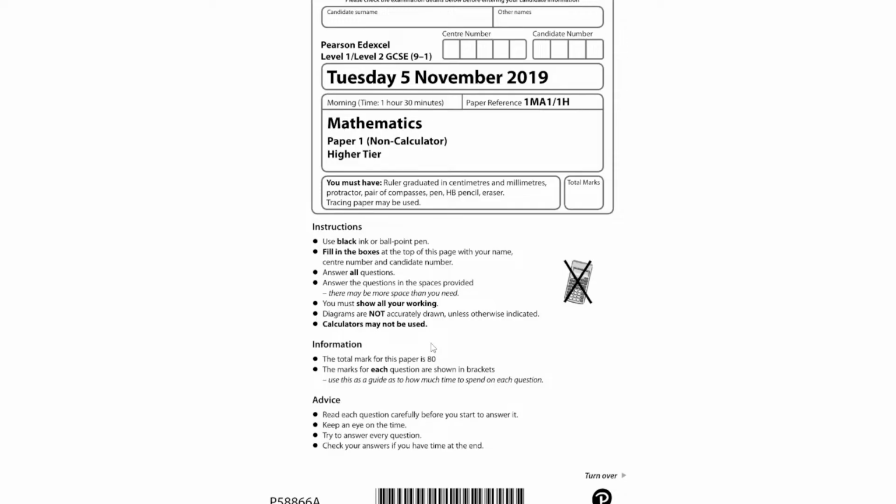And then we can get started on today's paper, which is November 2019, paper 1, obviously higher tier.